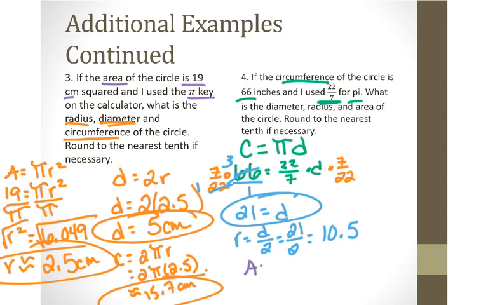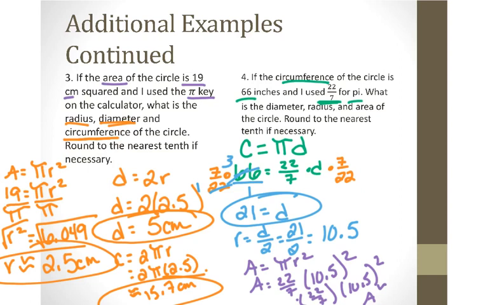So remember, area is equal to pi times radius squared. So area is equal to pi, which is 22/7, times the radius, which is 10.5, and I need to square it. So when I plug this into my calculator, you should put in parentheses 22/7 times the 10.5 squared. You guys should get an area of about 346.2 inches squared. And there you have the 3 pieces you were looking for.